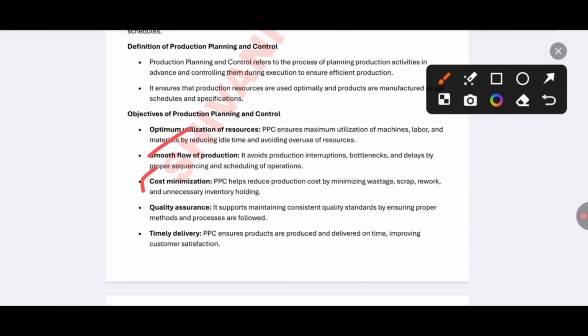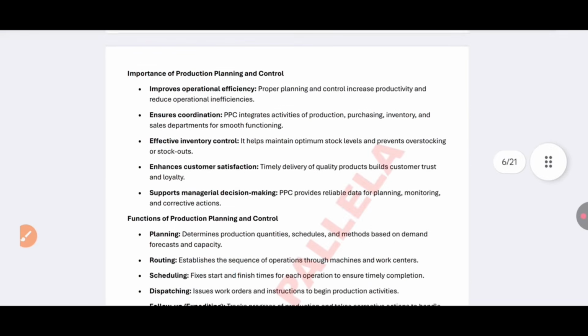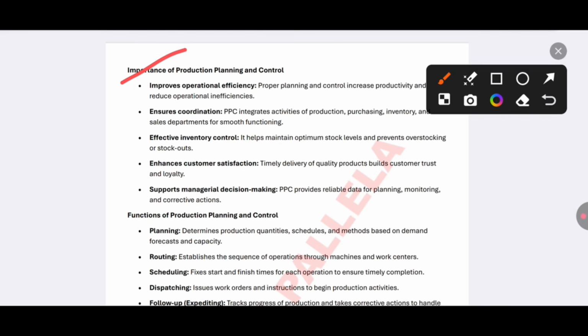Next one, cost minimization. With the help of PPC we can reduce our expenses with proper planning. Next one, quality assurance. It supports the quality standard, meaning proper methods, proper processing, everything we are using, so quality is also assured. Next, timely delivery. To deliver the product on time and improve customer satisfaction, production planning and control is useful. Clear? Then what is the importance of production planning and control?